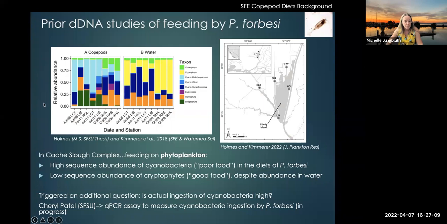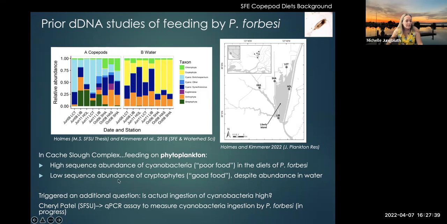There was one prior dietary DNA study on our dominant copepod, Pseudodiaptomus forbesi, by Ann Holmes, who was a Kimmerer student a few years ago. She's currently a PhD student at UC Davis. And she was looking at feeding on phytoplankton specifically in the Cache Slough complex, which are the fresher waters in the delta of the estuary. And she found that there was a surprisingly high sequence abundance of cyanobacteria in the diets of this species of copepod. Cyanobacteria are considered poor food, so that was surprising.